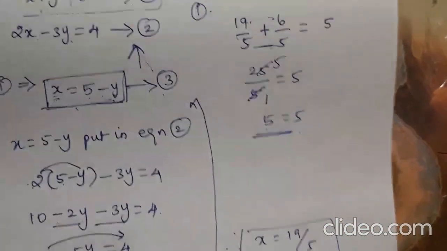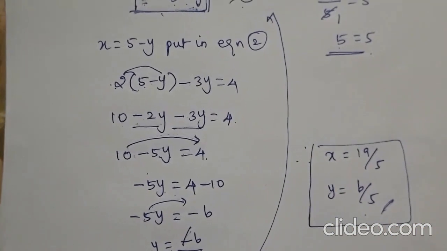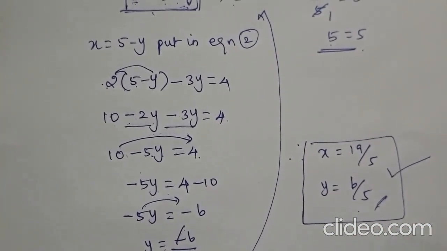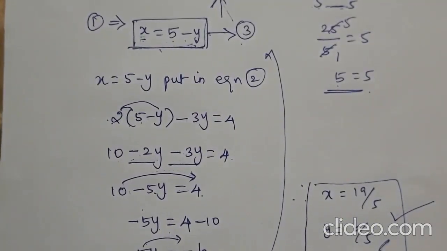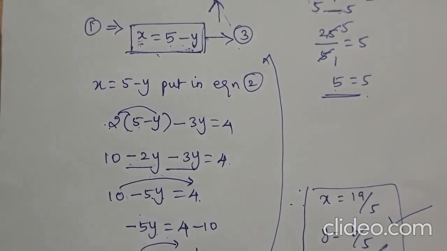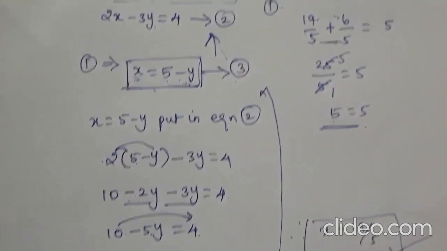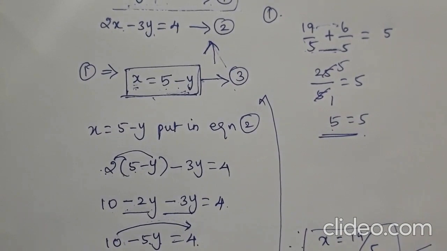So the values that we found are correct. In this way we can check the answers. Understood, children? So we can go to the next problem. In the same way we can solve the problem by using the substitution method.